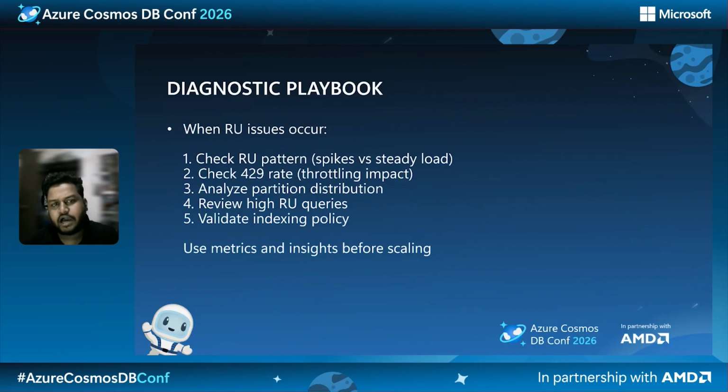When you face RU related issues, this is a simple approach you can follow. First, check the RU pattern, whether it is steady or spiky. Then look at the 429 rate to understand throttling impact. Next, analyze the partition distribution to identify any hotspots. After that, review queries that consume high RU, and finally, validate your indexing policy. This structured approach helps you identify the root cause before making scaling decisions.